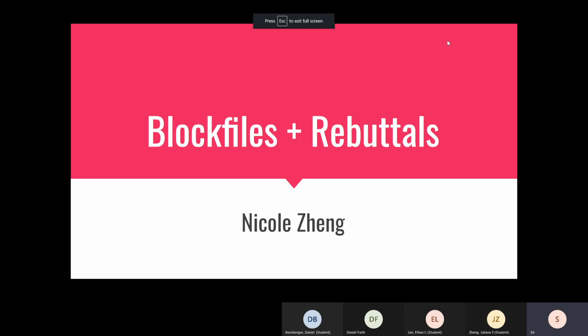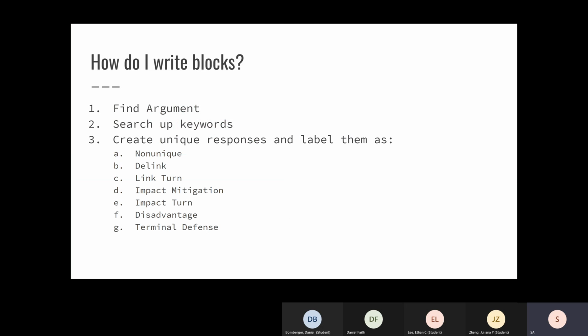Alright, so last week we did a drill where we thought of rebuttals off the top of our head, but this week we're going to talk more in depth about block files and these pre-written rebuttals. So once again, how do we write blocks?